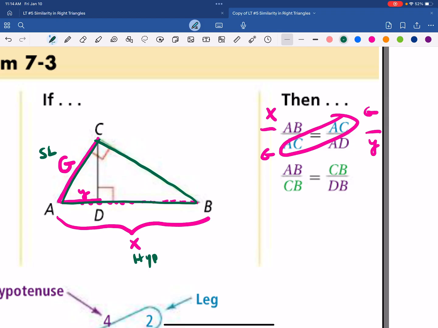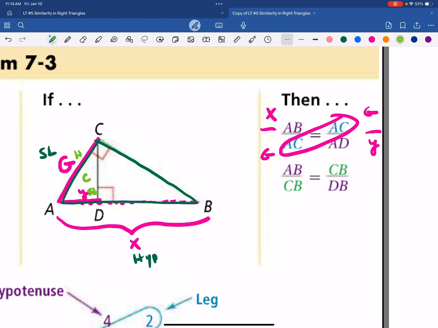Sorry about that interruption. And then it's also using triangle C, where this is the short leg and this is the hypotenuse. So we're saying short leg is to hypotenuse as short leg is to hypotenuse.